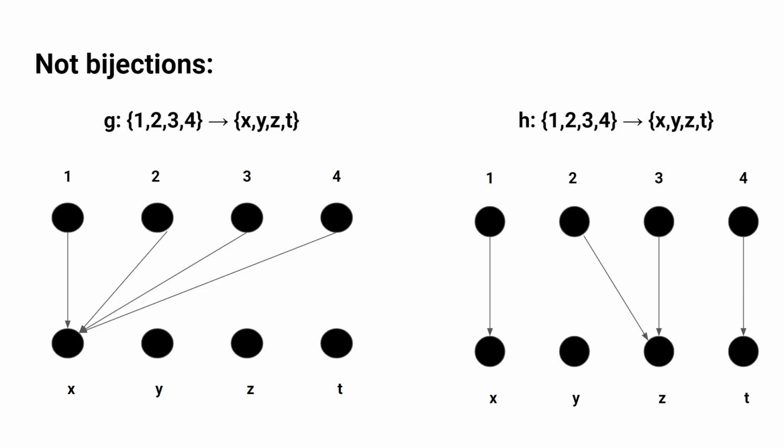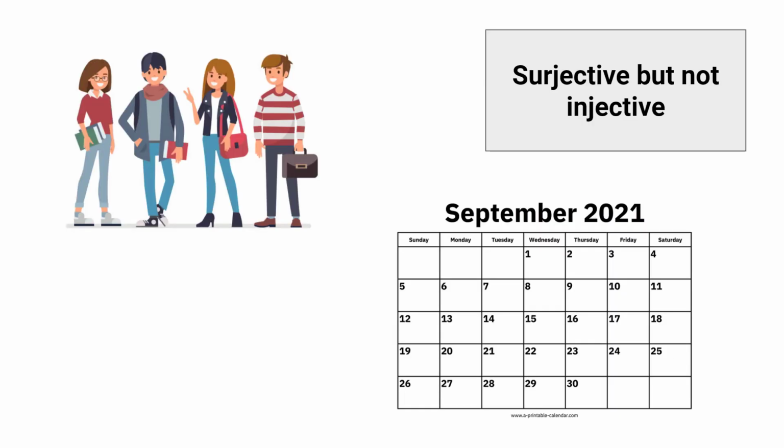You probably see that neither of these two functions is both injective and surjective. Is it possible to have a function that is one but not the other, either injective but not surjective, or surjective but not injective? The answer to that question is definitely yes. A good example is the birthday function we looked at earlier, mapping the set of all students at your university to all the days in the year.